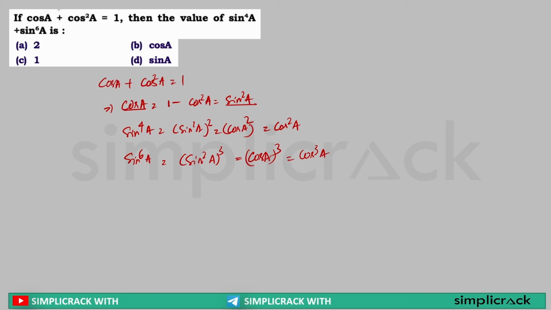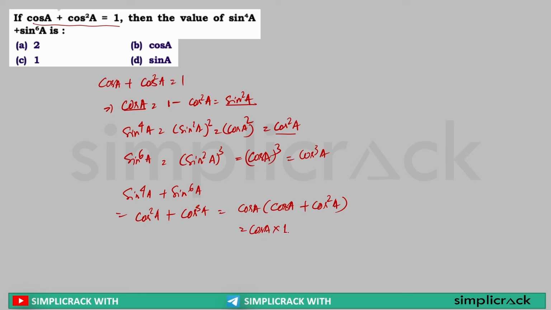Now, sir, in this question it is written, what is the value of sin 4th A plus sin 6th A? Here I can write sin 4th A is equal to cos square A, plus sin 6th A is equal to cos cube A. Now from both of these, I will take cos A common. What will be remaining? Cos A plus cos square A. Now what is the value of cos A plus cos square A? 1. So it will be cos A multiplied by 1, which is equal to cos A. Answer B.